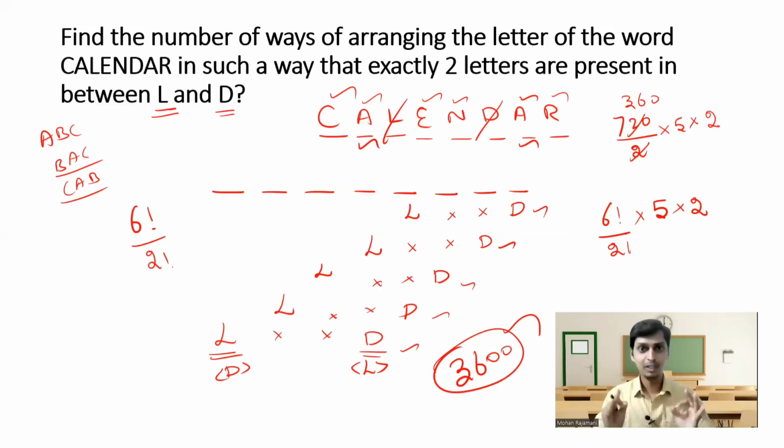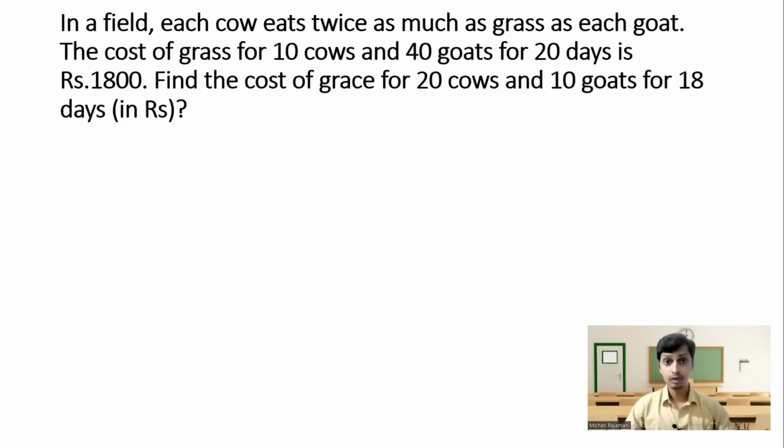Okay, now moving to the third question. In a field, each cow eats twice as much grass as each goat. The cost of grass for 10 cows and 40 goats for 20 days is rupees 1800.